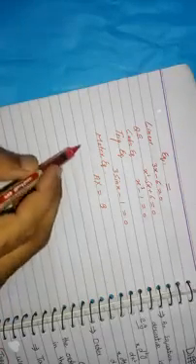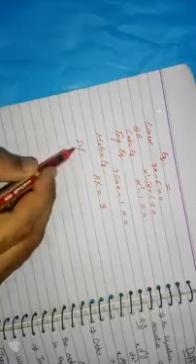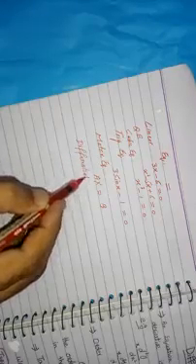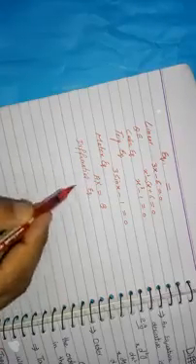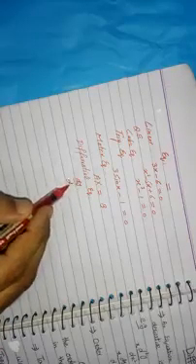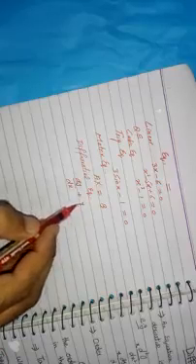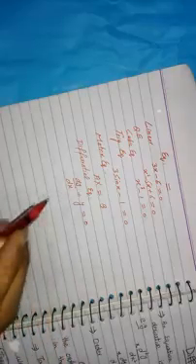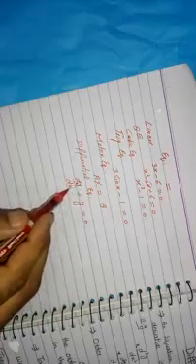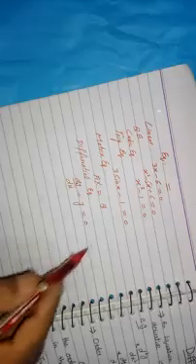So an equation which contains at least one derivative is called a differential equation. An equation which contains at least one derivative is called a differential equation. For example, dy by dx plus y is equal to 0. This is the simplest differential equation we have. An equation which contains at least one derivative of the dependent variable with respect to the independent variable is called a differential equation.